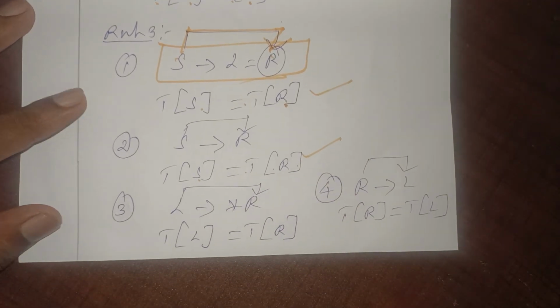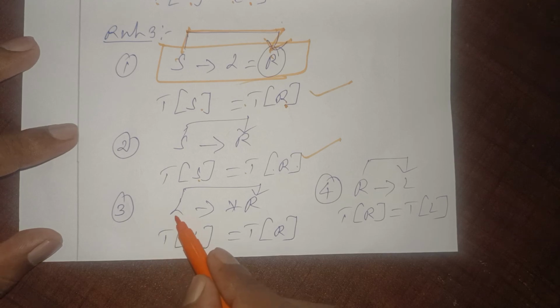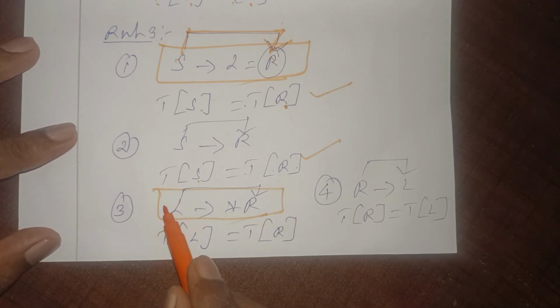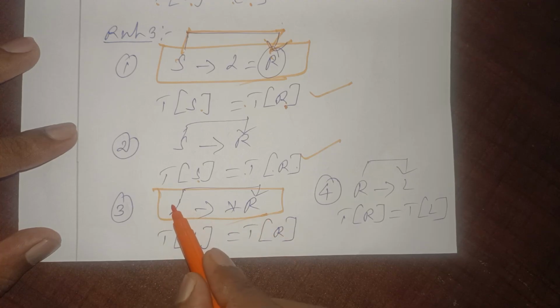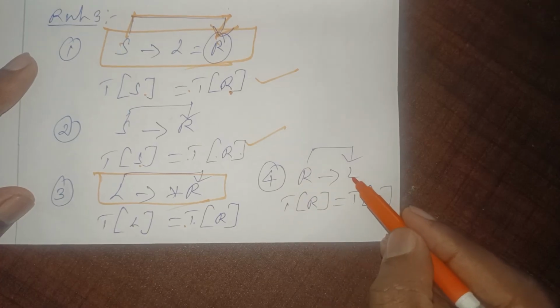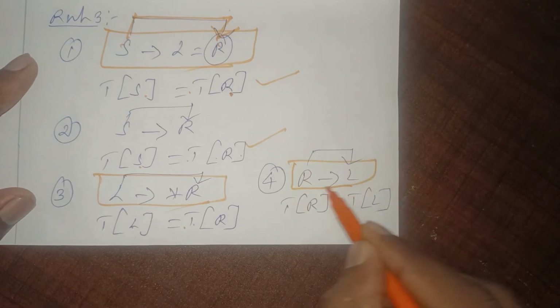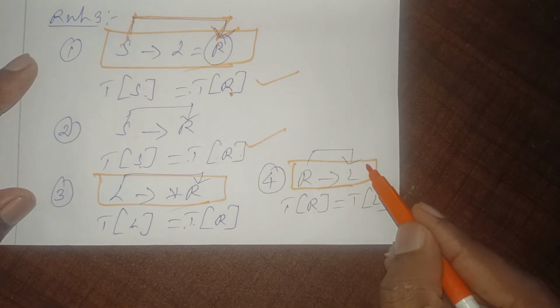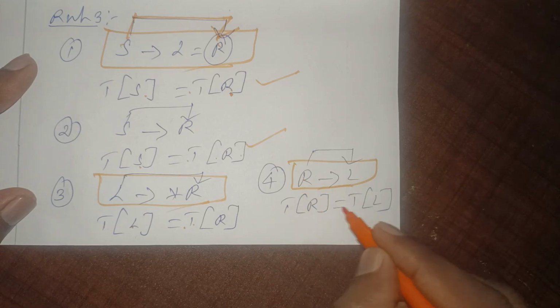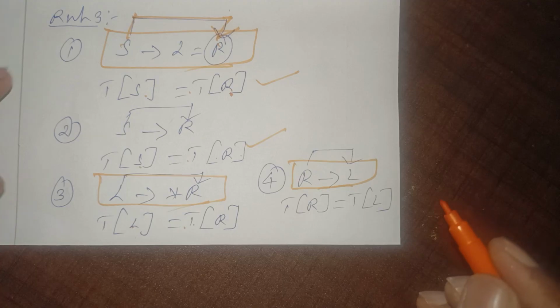What is the second thing? We are going to see L tends to asterisk R. That means the left hand side non-terminal points to the last non-terminal in the right hand side. So trailing of L is equal to trailing of R. Finally, R tends to L. We have a matching grammar here. This is the first and last non-terminal in the right hand side, so we can apply rule number 3 here. Trailing of R is equal to trailing of L.